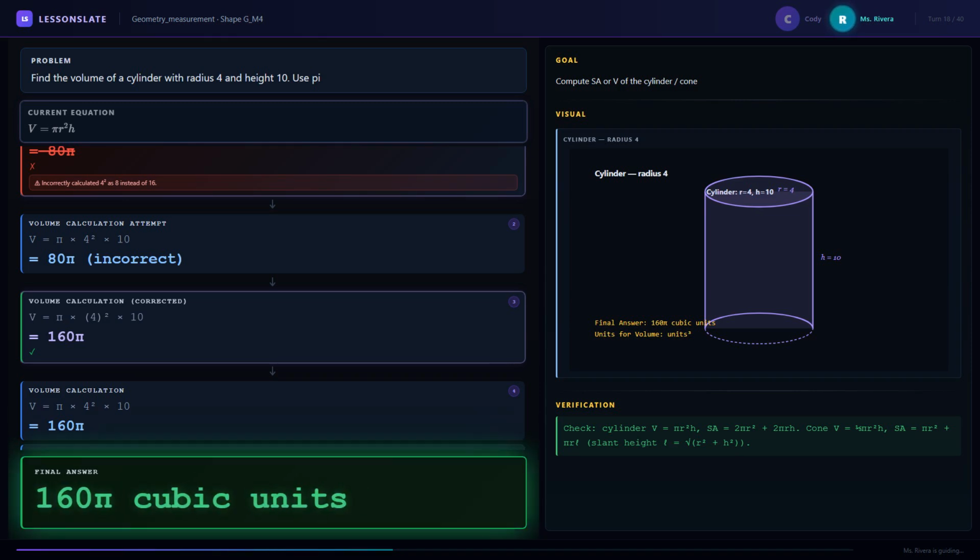To summarize, we identified the radius and height, recalled the formula for the volume of a cylinder as V equals pi r squared h, substituted the given values, and then correctly stated the answer with cubic units. Awesome, thanks Ms. Rivera. I feel much better about this now. It was tricky remembering the r squared part of the formula and then getting the cubic units right. It's good to know exactly what use pi means too.